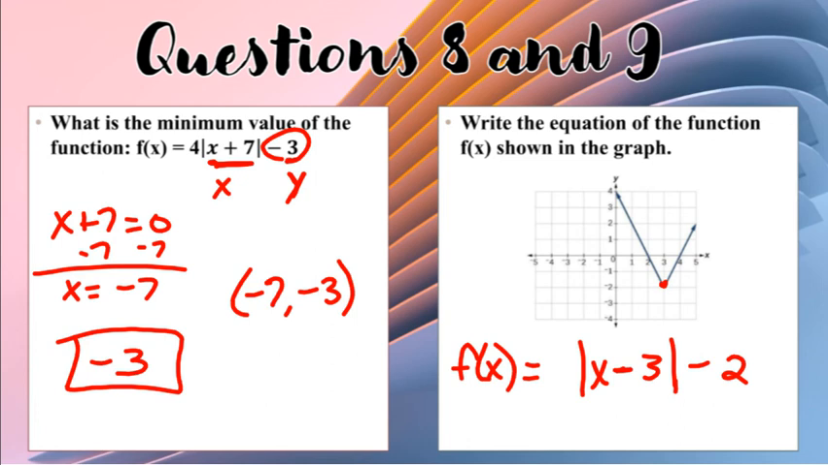So if I go up 1, 2 over 1, I can keep going up 1, 2 over 1, or I can go in the other direction, 1, 2 over 1. You can see that it matches. So I would have an A factor of 2. So this would be a stretch by a factor of 2. So my function would be f of x equaling 2 times the absolute value of x minus 3 minus 2.